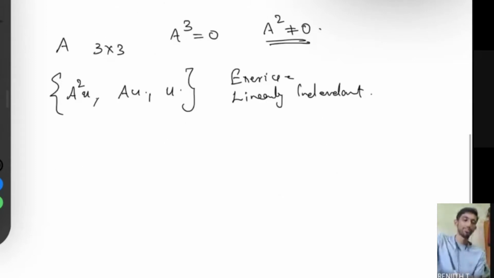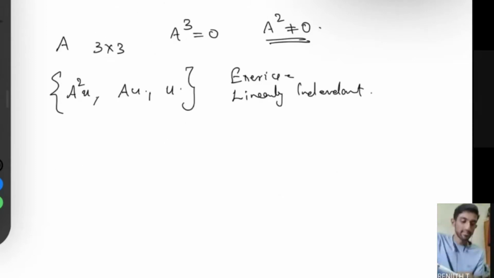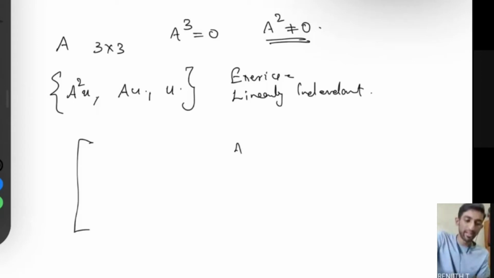Now you got a basis for V, for the 3 by 3 matrix. So there will be 3 elements. It is linearly independent, so it forms a basis. Now compute the matrix corresponding to this basis. What will be the image of the first one? A of A square U, it will be 0. So the first column is 0.